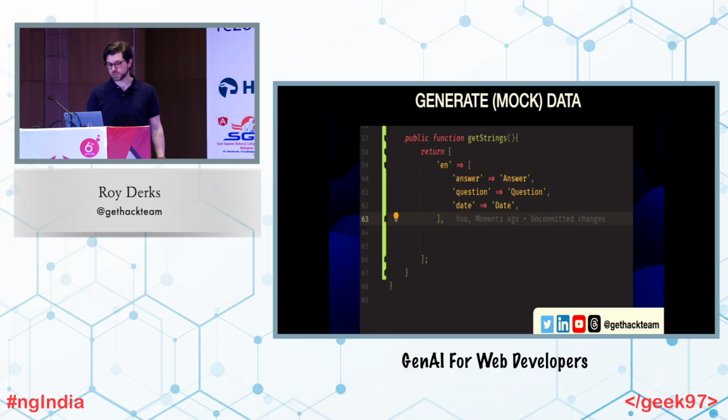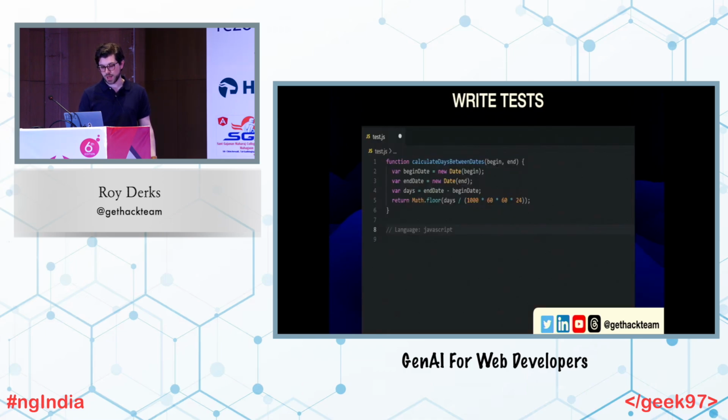So I had some videos showing you how to generate mock data, but we've seen something in the previous talk. So basically what I'm doing here, I'm writing one part of the data I want, and then just by creating a new line, GitHub Copilot is going to start showing us whatever we can add there. And then to write tests, it's a very nice thing you can do.